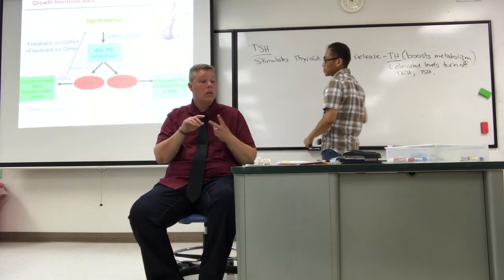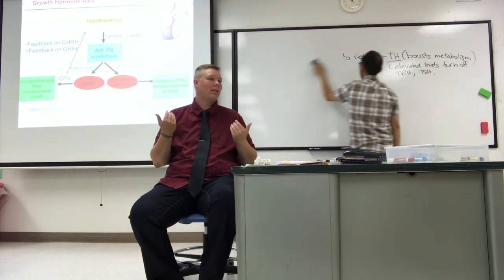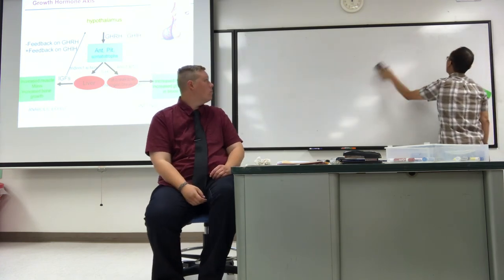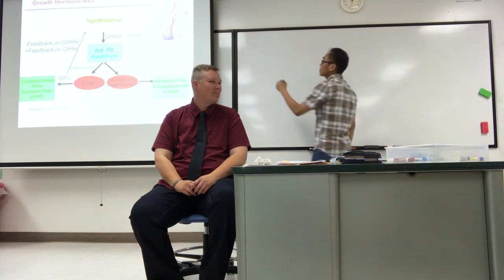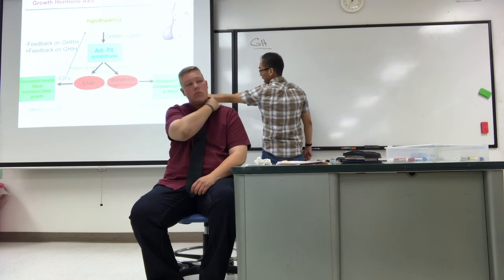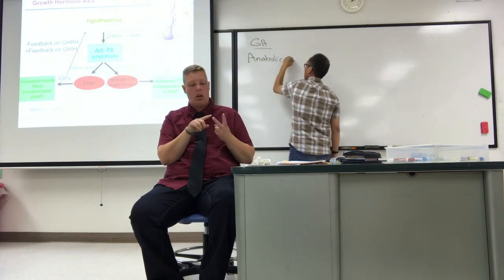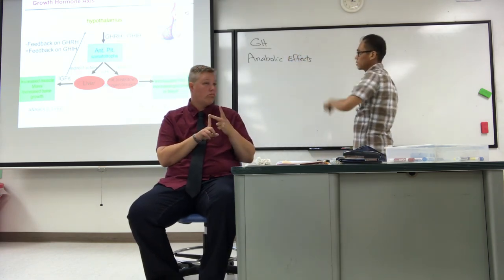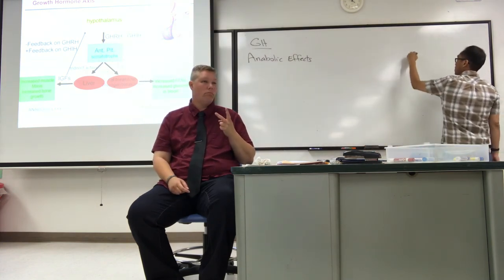Think of growth hormone as the hormone of your youth. It burns fat and it builds muscle. Growth hormone. So again, let's categorize the effects as anabolic effects, and then over here, anti-insulin.